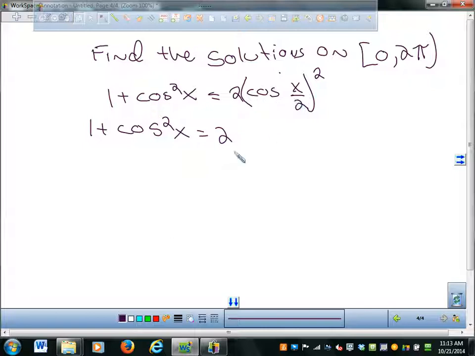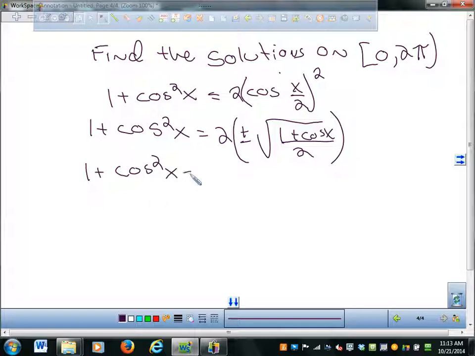So how can I write cosine of x over 2? Plus or minus, right? It's times plus or minus the square root of 1 plus cosine x over 2. See what I just did? I just plugged into the formula for the cosine of x over 2. Now I'm going to square it. What's nice about that is it doesn't matter if this is negative or positive, right? When I square it, negative times a negative is a positive, and positive times a positive is a positive.